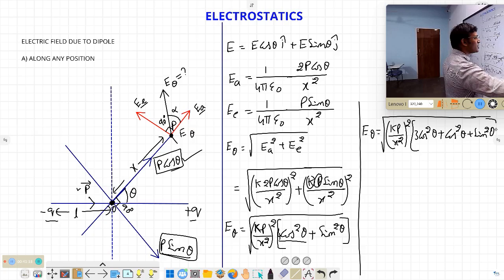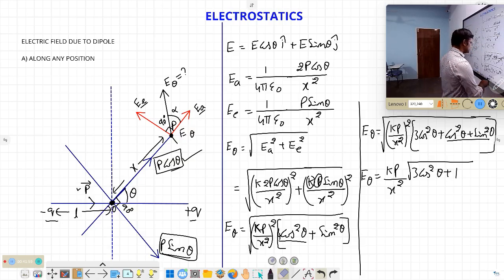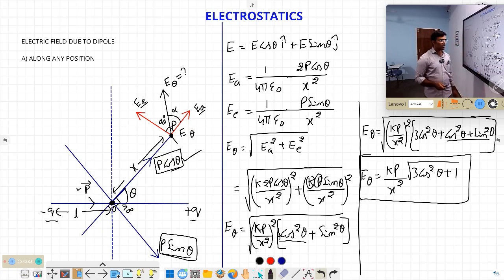Now I can write this cos square theta plus sin square theta as 1. The square and root get cancelled, so I can take it outside. Kp by x square, and this becomes under root of 3 cos square theta plus 1. So E theta is equal to Kp by x square into under root of 3 cos square theta plus 1, which is the expression we got.